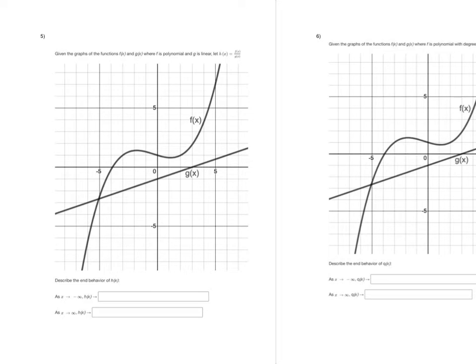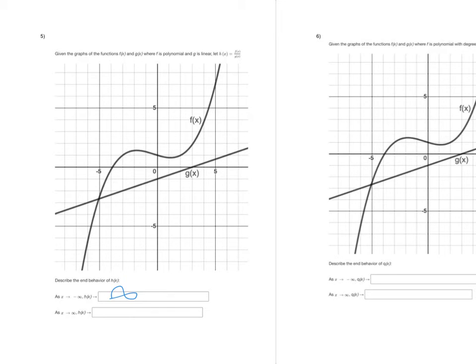And in this case, both those outputs are negative. So it's a negative big number divided by a negative not as big number. That means we're going to have a positive large number for our output. So this would be positive infinity.